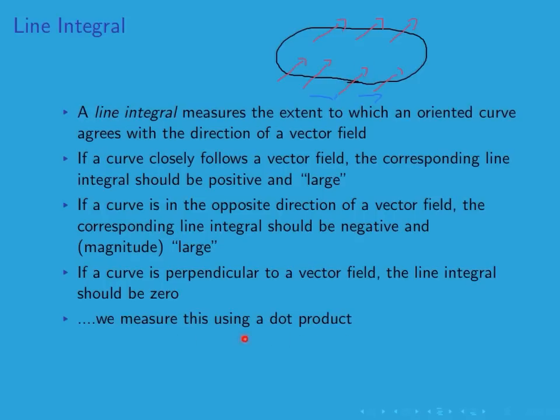Well, a dot product. Remember that the dot product of two vectors that are perpendicular is zero. If they point in the same direction, then their dot product is as large as possible, because remember A dot B, one of its definitions is the magnitude of A times the magnitude of B times the cosine of the angle between them. So if they're in the same direction, the angle is 0, and cosine of theta is as large as possible.